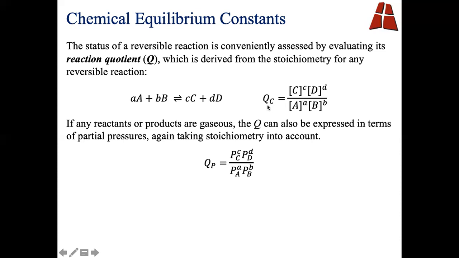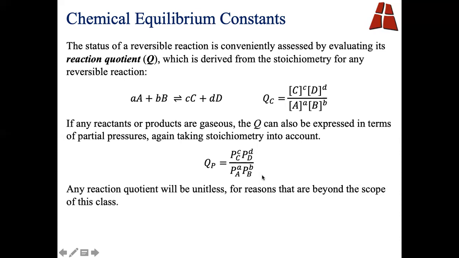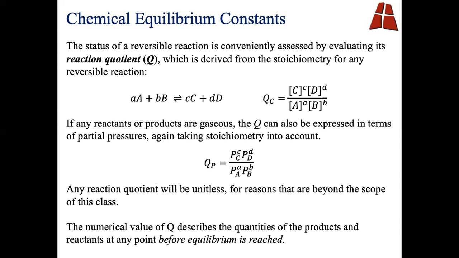Okay. If we have reactants or products that are gases, we can also express this in terms of pressure rather than in terms of concentration. So we have the same thing here, where we have the partial pressure of C, partial pressure of D raised to the powers, still products over reactants, right? And because of this, any reaction quotient, any Q value is going to end up being unitless. There's another reason for that that's ultimately beyond the scope of this class, but if you take physical chemistry, you will learn all about it, okay?